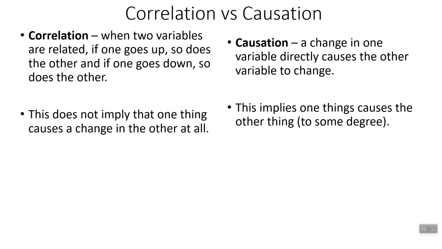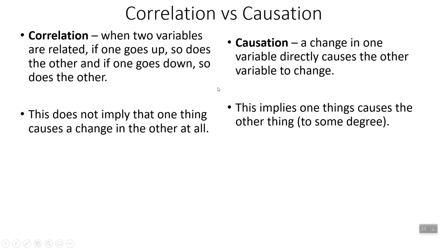But this does not mean one of them is causing the other one to do something. They just happen to both be related. All right, it could just be chance. It could be that there's some other third variable that's causing both of them to go up or causing both of them to go down, but they are not directly causing each other to do anything.